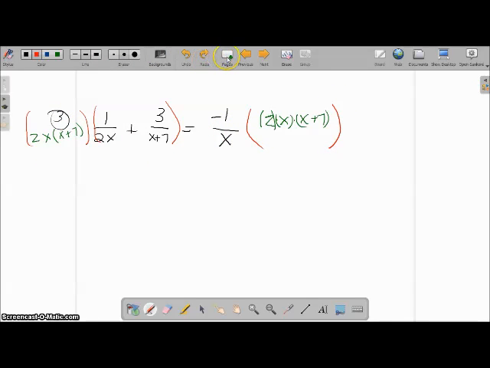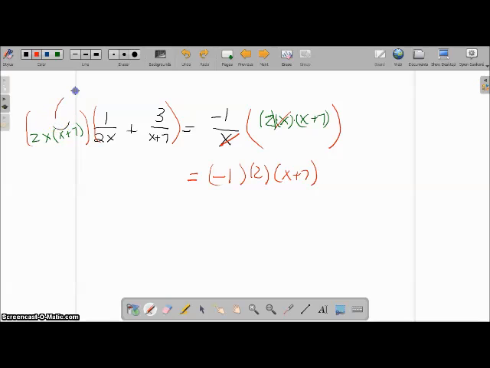Here, I'm going to get rid of that. This 3 right here is in my way. Okay. So let's do the right side first. It's a little easier. So when these x's cancel, on the right side we're left with a negative 1 times 2 times x plus 7. That's what we're left with on the right hand side.